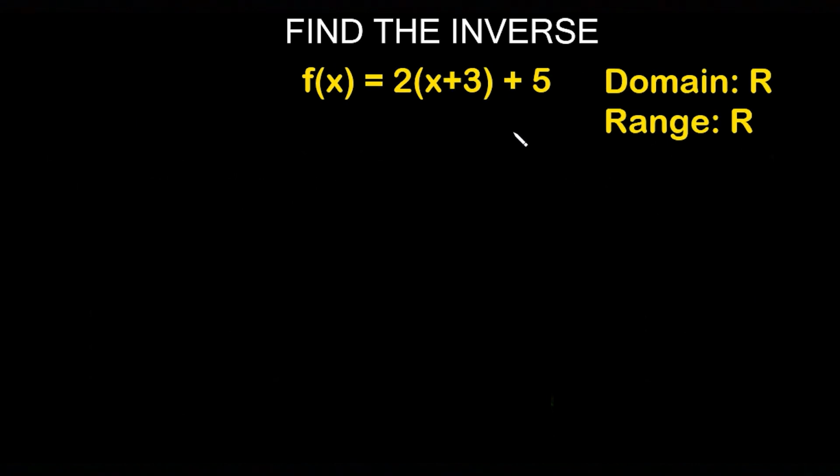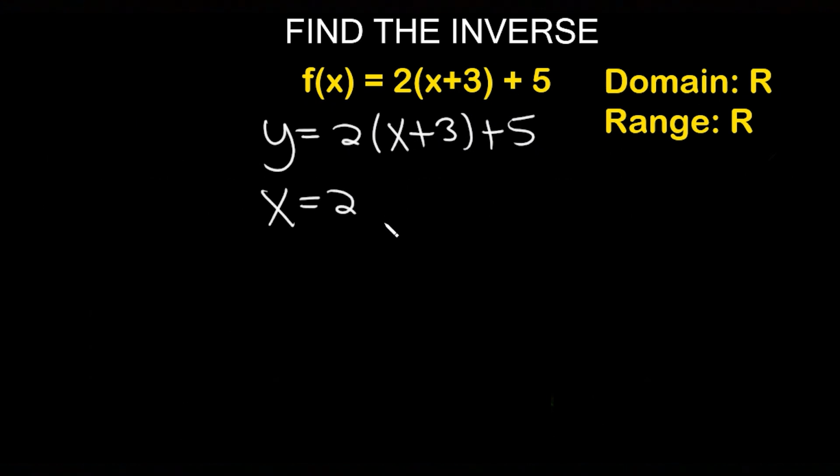So here's our last example. First step, take it out of function notation. And again, this is going to be a linear function. We can see that here. This is going to be a line, right? So I'm going to say y is equal to 2 times x plus 3 and then plus 5. Okay, now we make the switch. So x is equal to 2, and then we have y plus 3 and then plus 5.